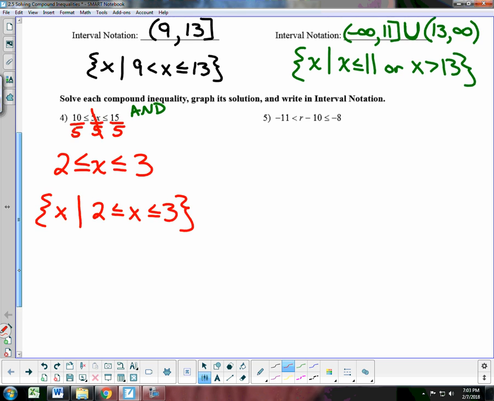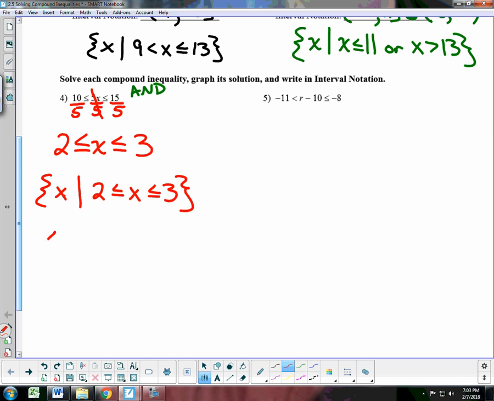All right. Next, let's graph it. So let's make sure we put 2 on there and 3. We're going to have closed circles on each of them. And we want all the x values that are in between them as well, so I'm going to shade in between. So like that.